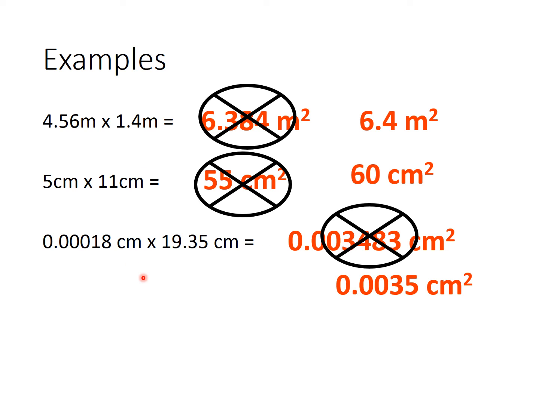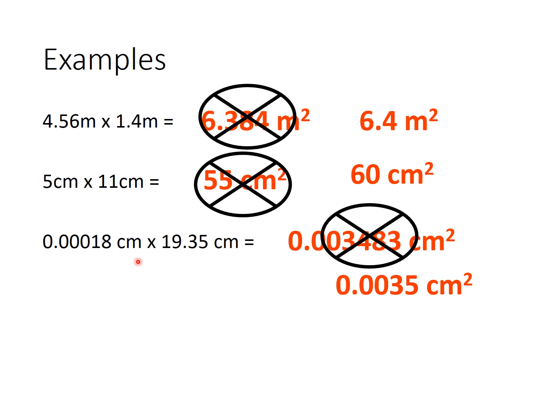Multiplication and division are done the same way when it comes to rounding significant figures. Either one of the numbers that you multiply or divide by, whichever one has the lowest number of significant figures, that's the limit on the number of significant figures in your answer. You're going to have to round them off.